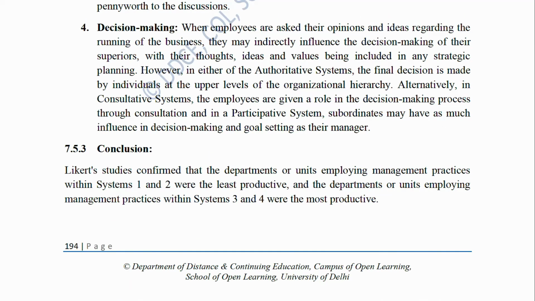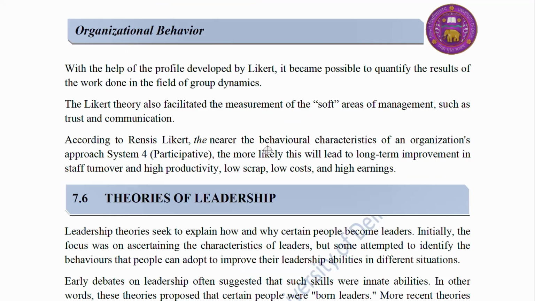7.5.3 Conclusion. Likert's studies confirmed that the departments or units employing management practices within System 1 and 2 were the least productive, and the departments or units employing management practices within System 3 and 4 were the most productive. With the help of the profile developed by Likert, it becomes possible to quantify the results of the work done in the field of group dynamics.